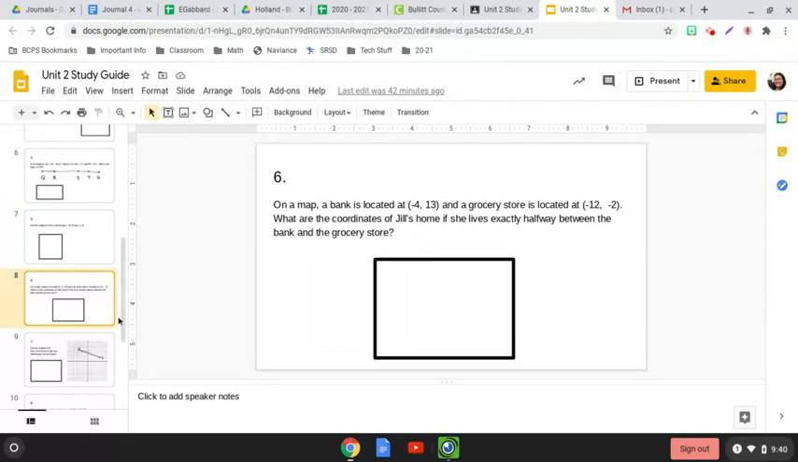So number 6, we get into a little bit of a story problem here, but we'll be able to work it out. It says on a map, a bank is located at negative 4, comma 13, and a grocery store is located at negative 12, comma negative 2. What are the coordinates of Jill's home if she lives exactly halfway between the bank and the grocery store? Well, what formula will we use to find the halfway point or the middle point?